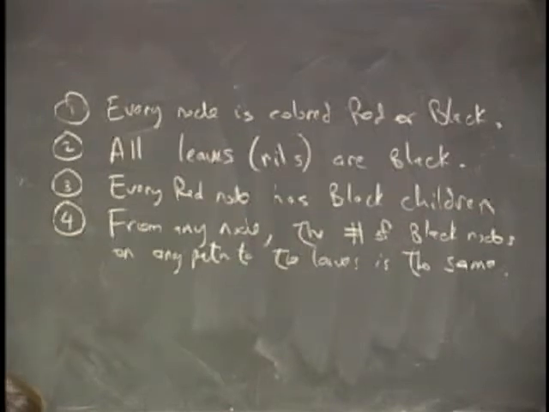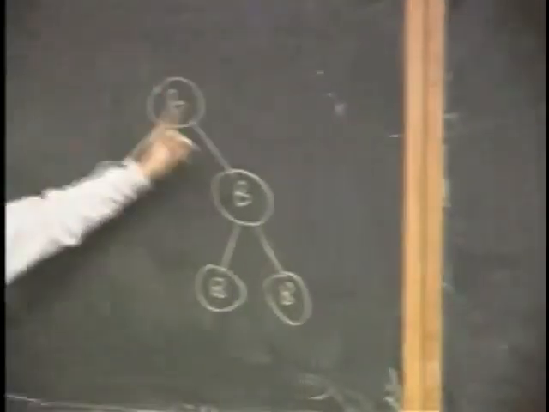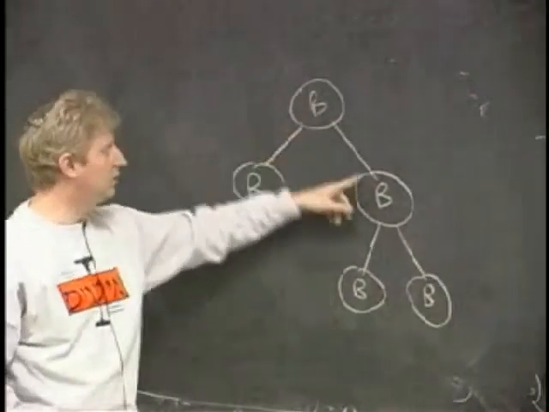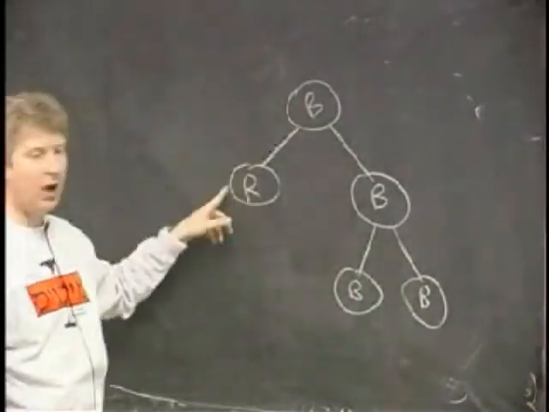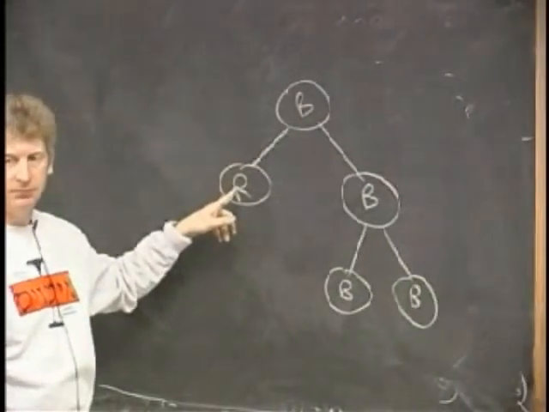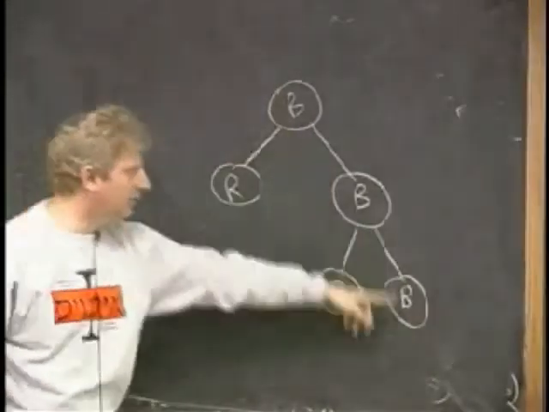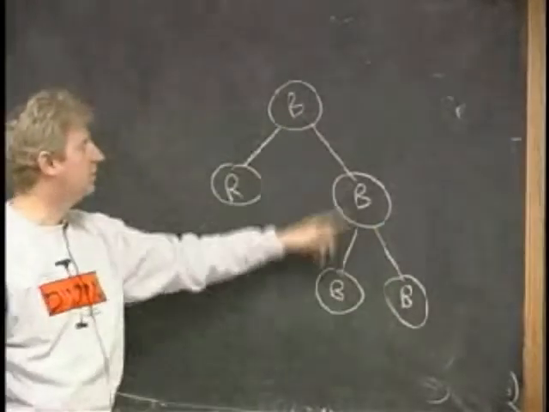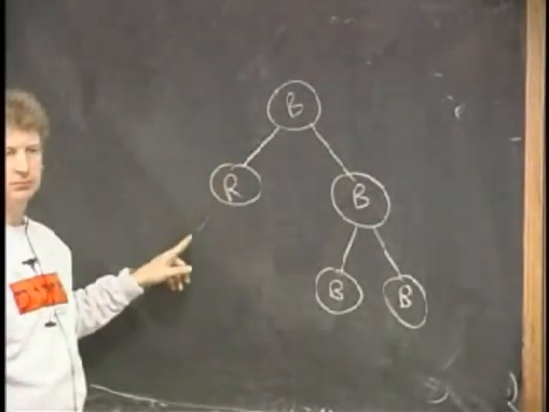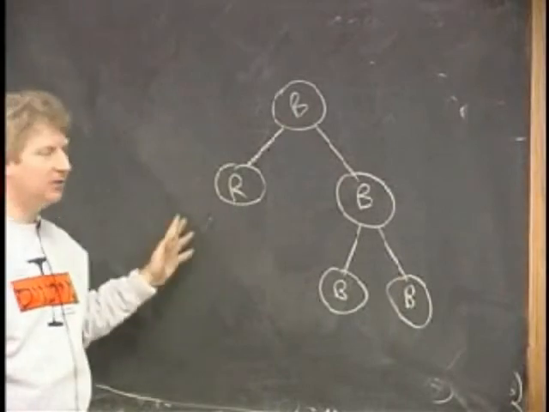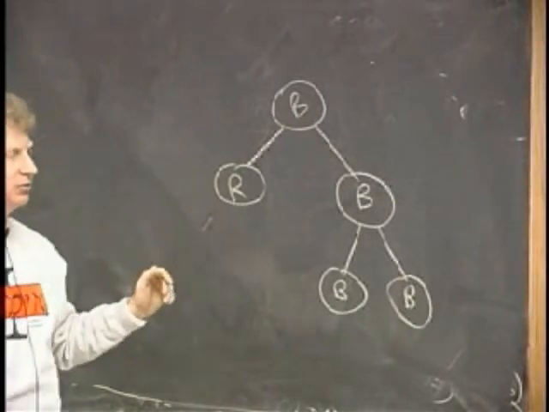Is that true here? Start from here. 1, 2, 3, 3 black nodes. 1. Wait a minute. Isn't that 4? Oh yeah, 4 including the leaves. 1, 2, 3, 4. 1, 2, 3, 4. 1, 2. That's not okay. That's not a red-black tree.